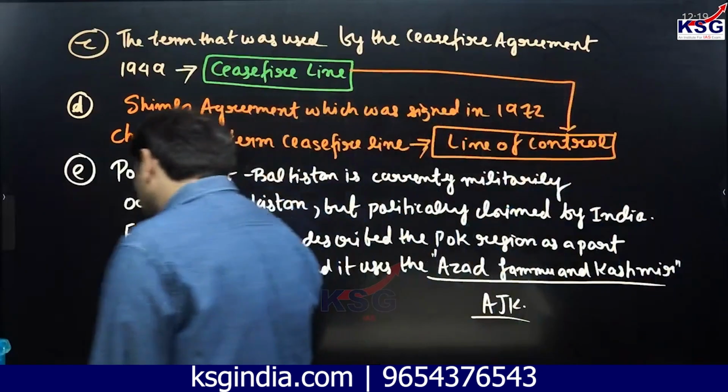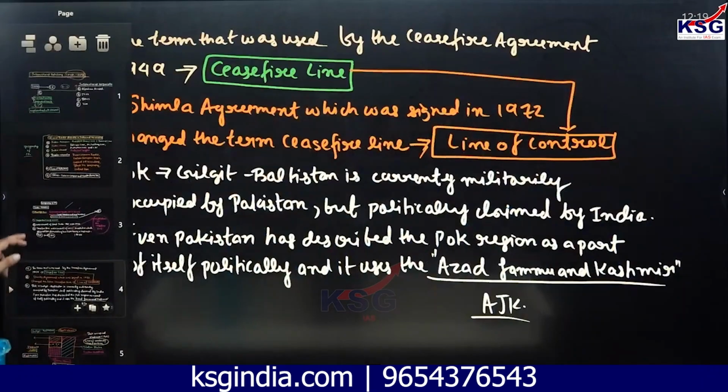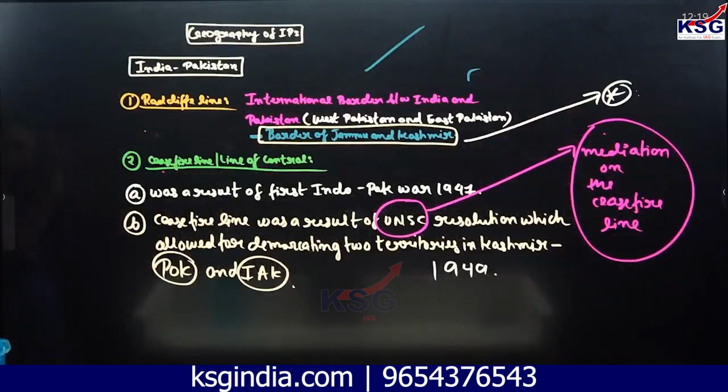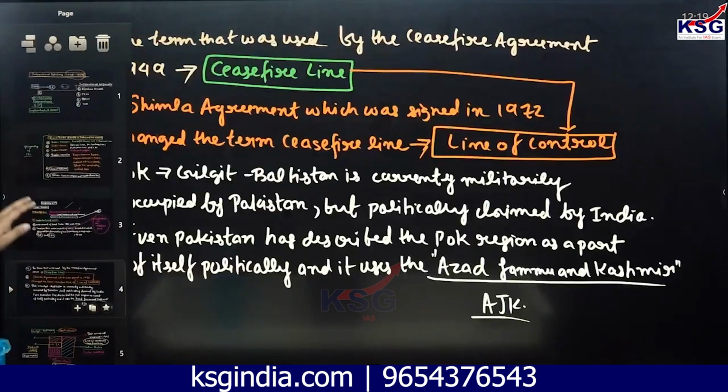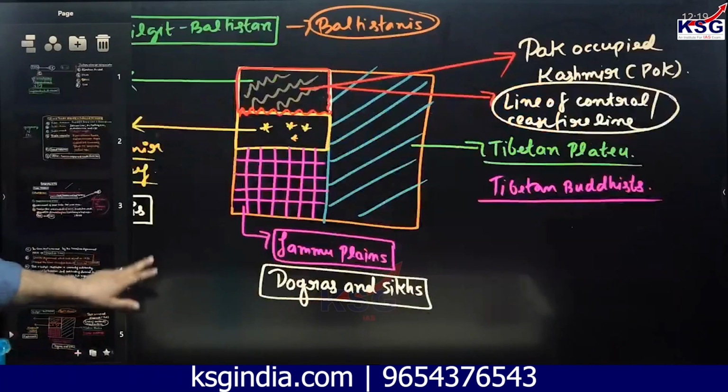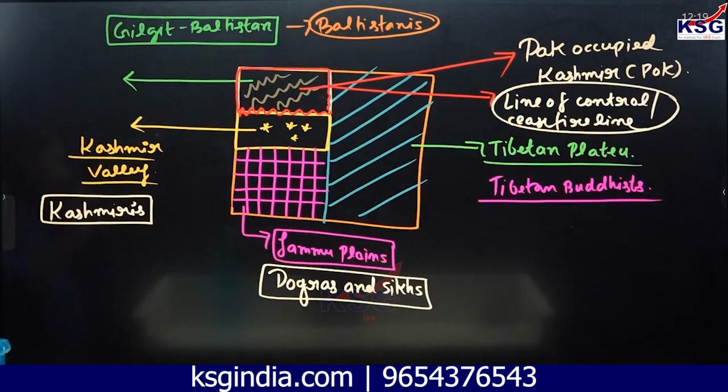All right, so this is about Kashmir. Very simply, this is the detail that I want to share with regard to Kashmir in the current context. Radcliffe line, ceasefire line, also known as a line of control. These are the facts about the ceasefire line, and I've already shared with you a map of how this particular area is currently associated.